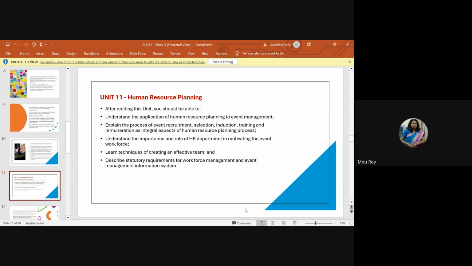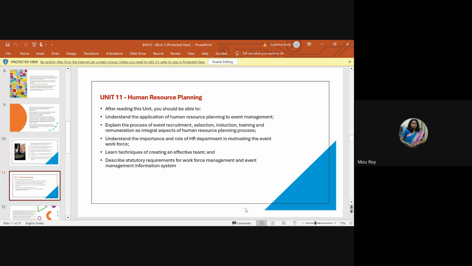After reading this unit, you should be able to understand the application of human resource planning to event management, explain the process of event recruitment, selection, induction, training, and remuneration as integral aspects of human resource planning, understand the importance and role of the HR department in motivating the event workforce, and learn the techniques of creating an effective team, which is very important. There are also some statutory requirements for workforce management and event management information system. So you have some SOPs, okay.